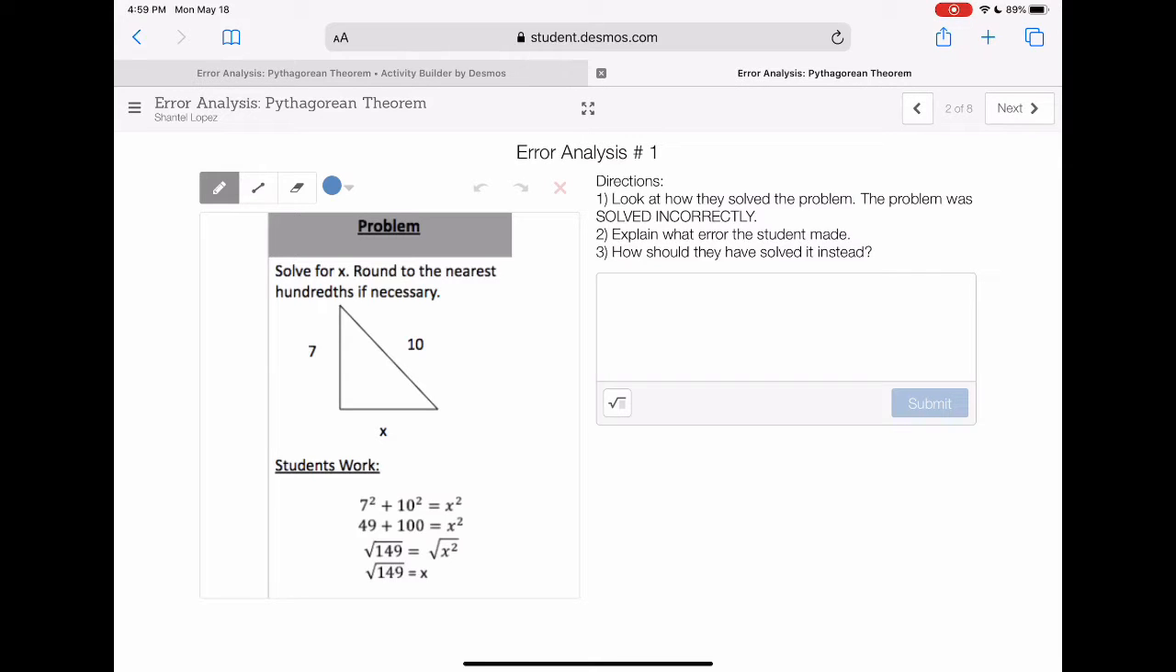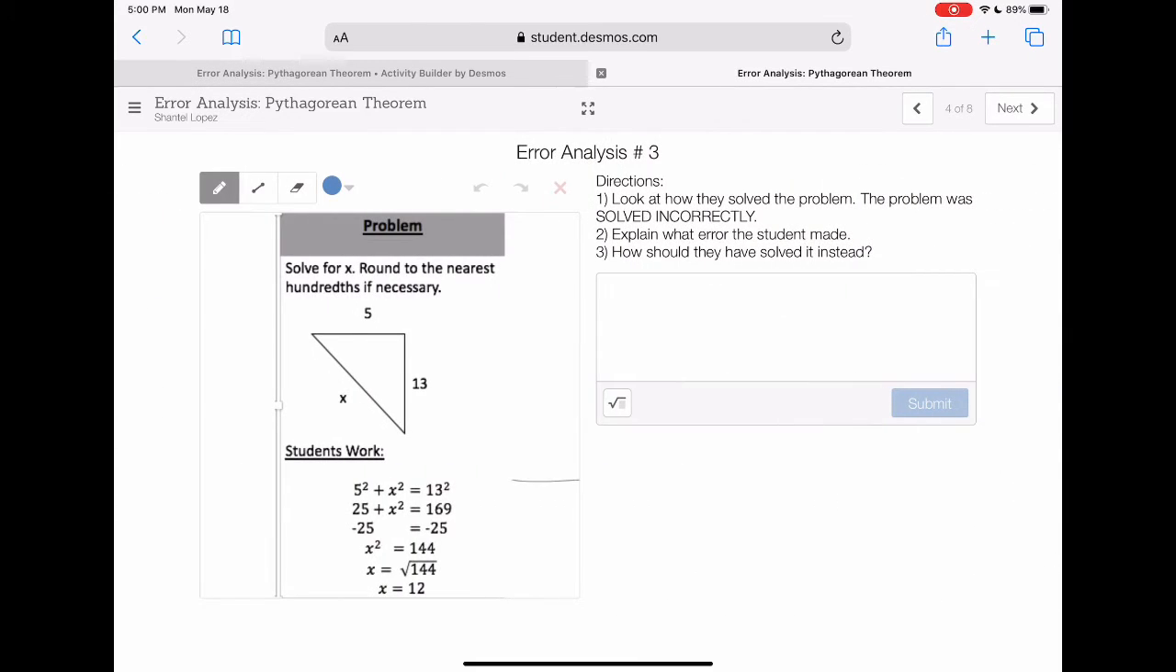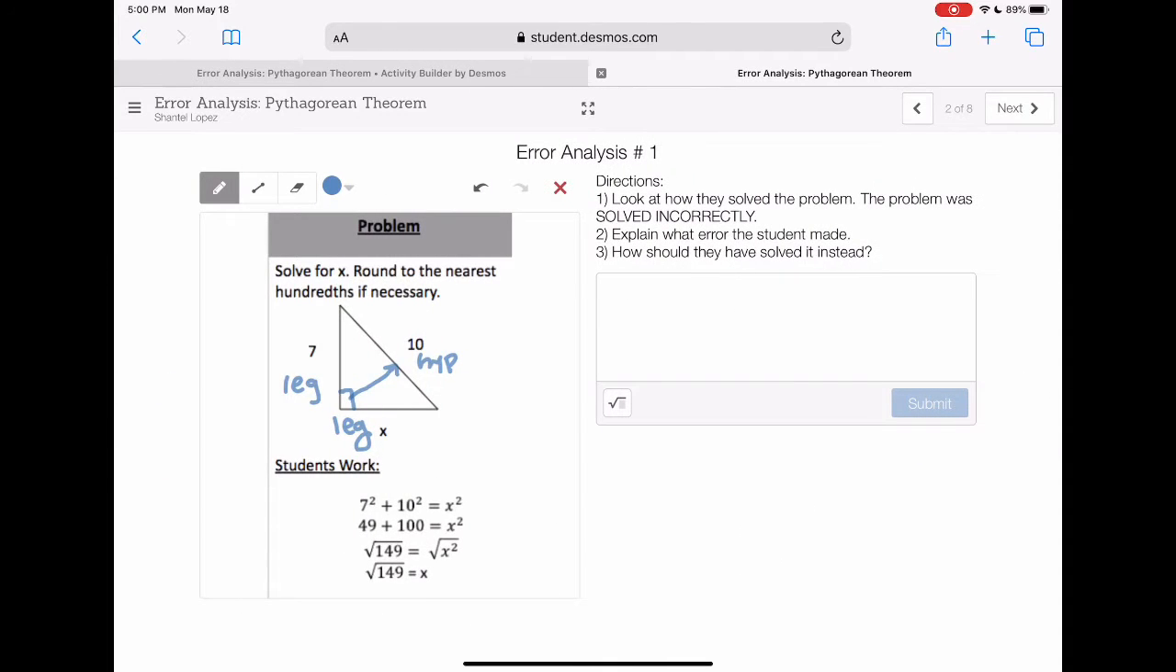So let's go ahead and label our parts of a right triangle. This is my right angle. I know that across from my right angle is my hypotenuse, and that means my other sides are my legs. I know that my formula is leg squared plus leg squared equals hypotenuse squared. So let's check that they substituted correctly. For the hypotenuse, there should have been 10. So 10 squared.